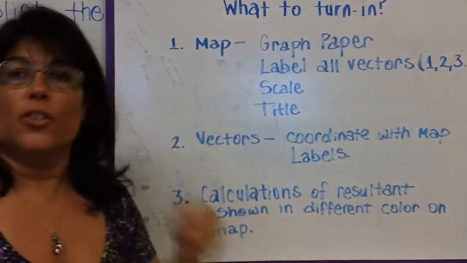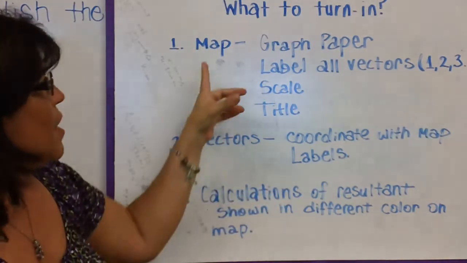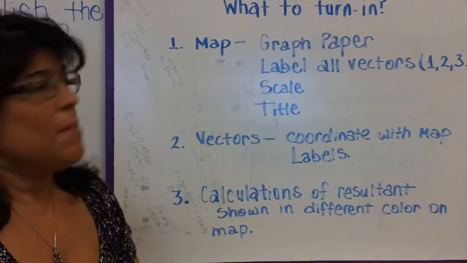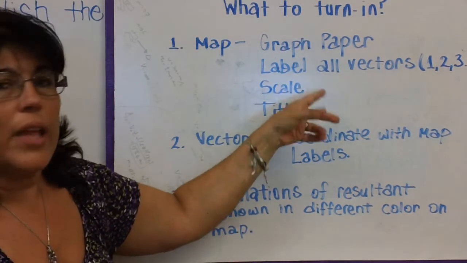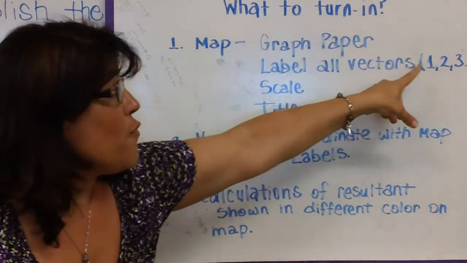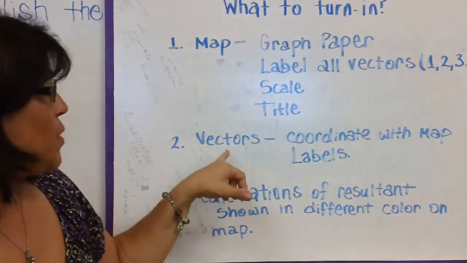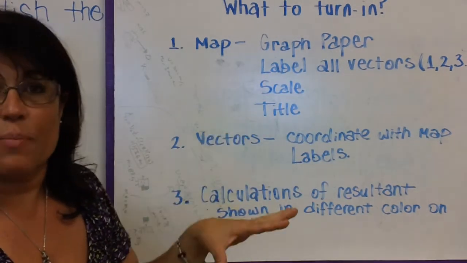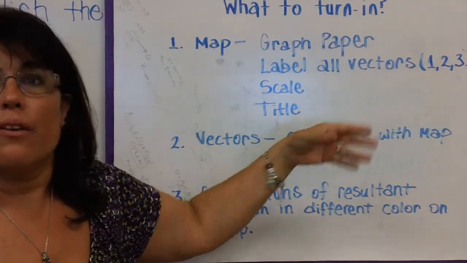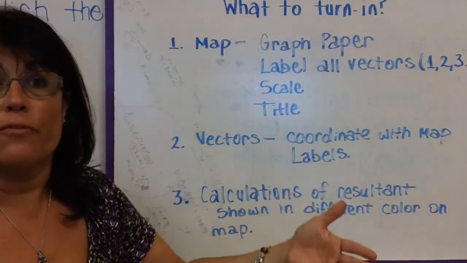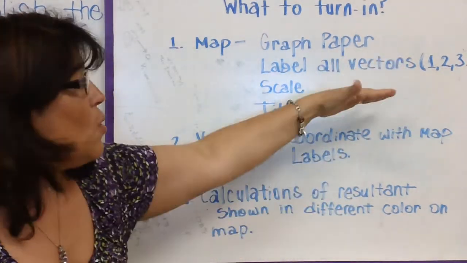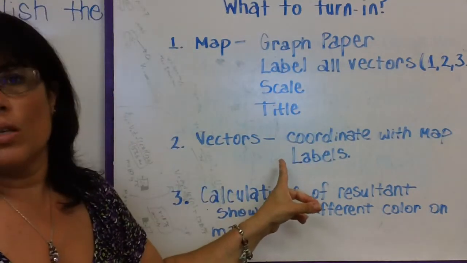Okay, so what do you want to turn in at the end of the class period? First, you're going to have your map. Once again, make sure that it's on graph paper. Make sure that all the vectors are labeled 1, 2, 3, 4, and make sure that vector 1 on your map coordinates with vector 1 on a separate sheet of paper, which will be your distance and your magnitude. How you label them doesn't matter. If your group wants to label them 1, 2, 3, 4, and yours are in order 3, 2, 1, just make sure that they coordinate. 1 coordinates with 1.